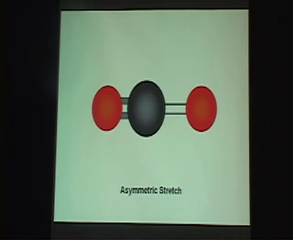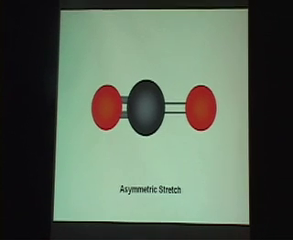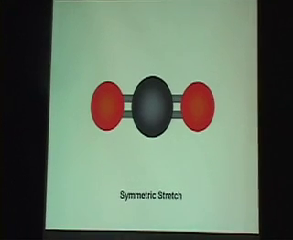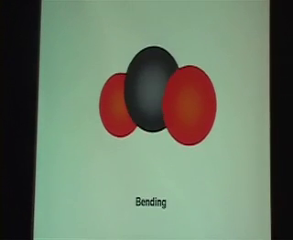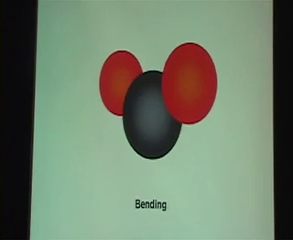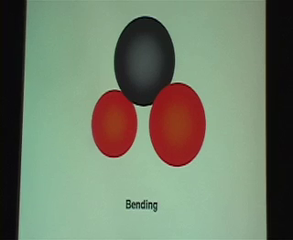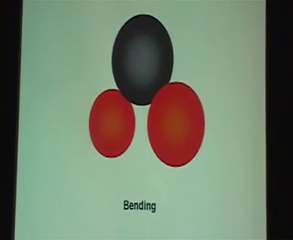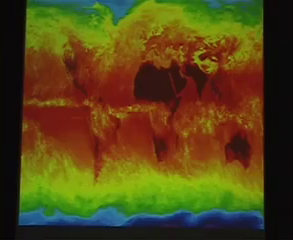It's not an asymmetric stretch. These are different ways that the molecule can vibrate. It's not the asymmetric stretch, and it's not the symmetric stretch. The way that carbon dioxide reacts whenever it's hit by infrared light is to start bending like this. And the effect of that is, instead of letting the infrared light escape from Earth, the carbon dioxide absorbs it and keeps it in the atmosphere. And that's why it's a greenhouse gas.